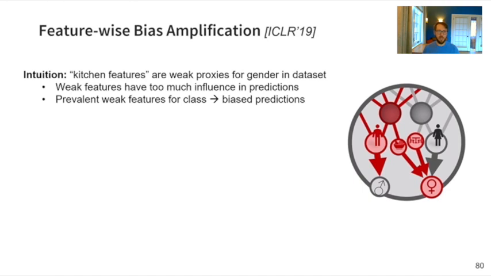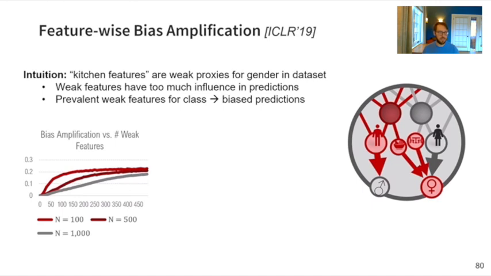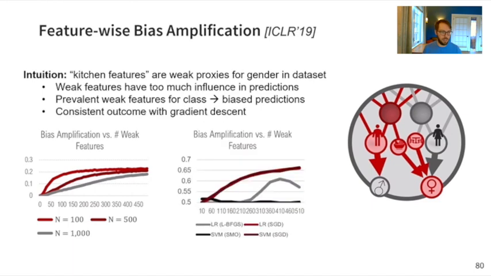And if the model that we learn ends up giving these weak features too much influence in the predictions, then we might start to see more biased predictions if there are a lot of weak features with this misassignment of influence. And this is exactly what we find when we control for weak features and their influence in the model: the greater the number of weak features you have, and the more influence that you give them in the final prediction, the more bias amplification you have.